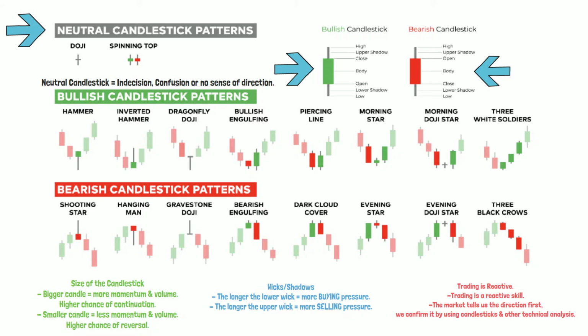Whenever you see these neutral candlesticks, think of it as the market being indecisive or confused. And as traders, we follow where the market leads the way. So if the market doesn't know which direction to take, neither do we. We have to be patient and wait for the next move, because it could either be a continuation or a reversal. It's completely unpredictable, so it's best that we don't guess, but rather wait for confirmation.